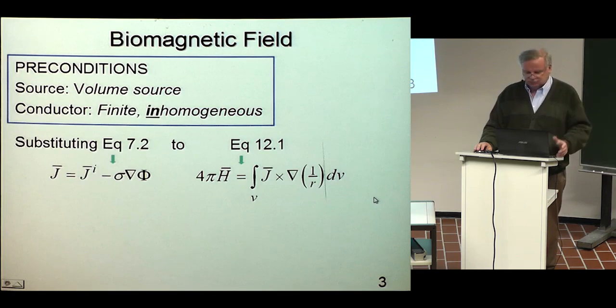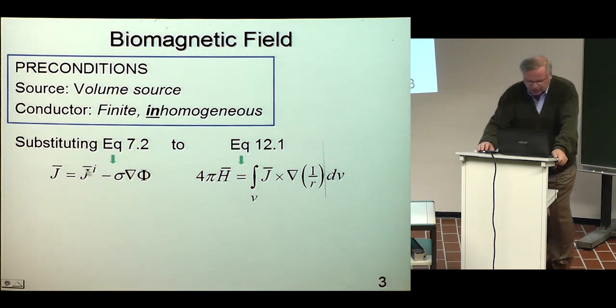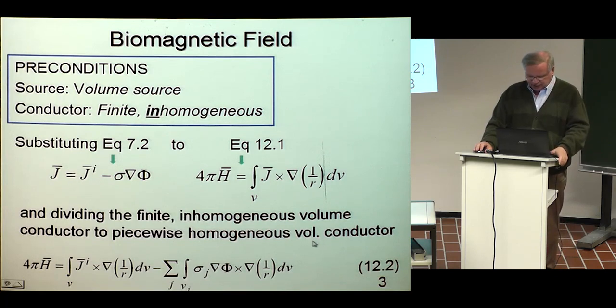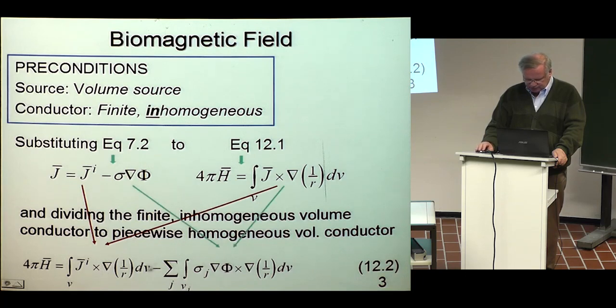Let's go now to the realistic situation where the conductor is finite inhomogeneous. That's what we are: we are finite and we are inhomogeneous. We substitute equation 7.2, which tells the total current in the volume conductor, which is the impressed current plus the returning current, into equation 12.1, which I gave you on the previous slide, and divide the finite inhomogeneous volume conductor into piecewise homogeneous volume conductors, as we did in the electric case as well. We get this equation, where J is replaced with Ji minus sigma nabla phi; from the first term comes this term, and from the second term comes this term.